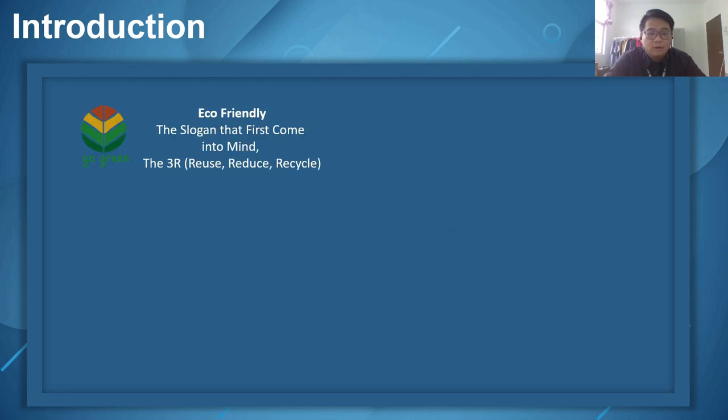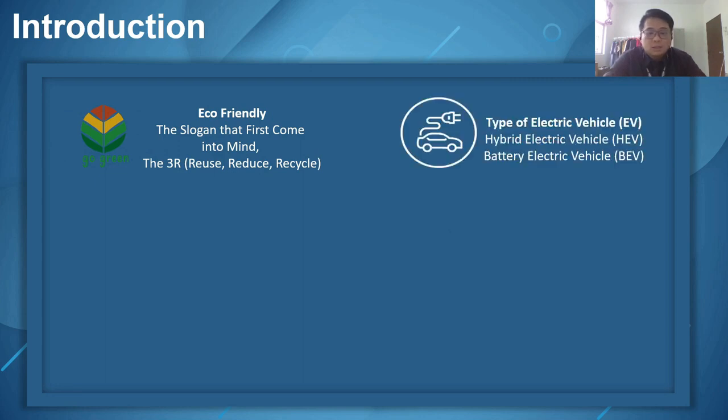When we talk about eco-friendly, the slogan that first comes into our mind is the 3R slogan. The 3R, which is reuse, reduce and recycle. There is one technology that is able to fulfill the requirement of eco-friendly, which is the electrical vehicle. There are two types of electrical vehicle in this market, which are the hybrid electrical vehicle and the battery electrical vehicle. Both types of vehicle are able to achieve zero emission of carbon dioxide gases and also greenhouse gases.